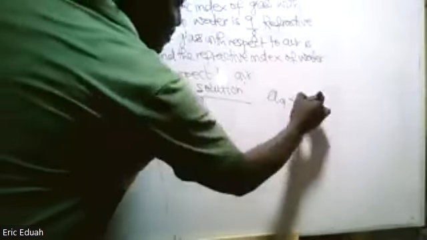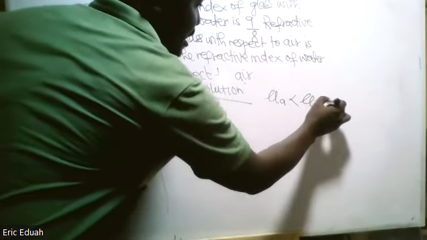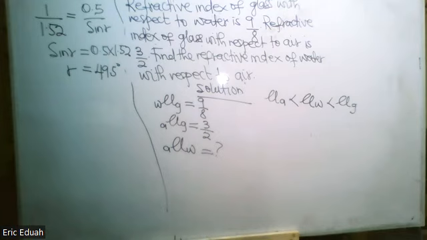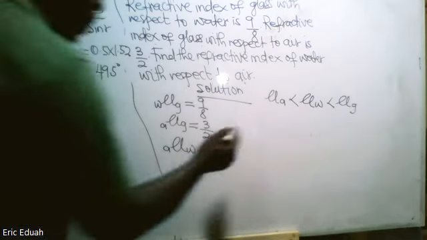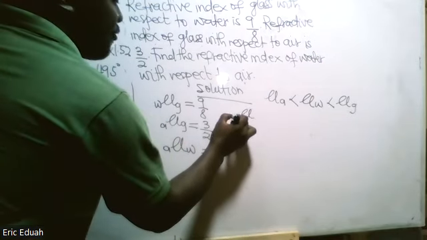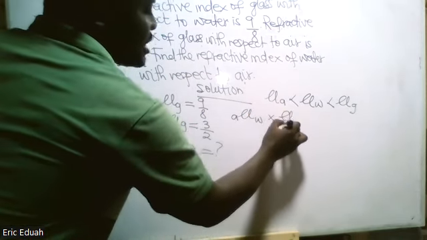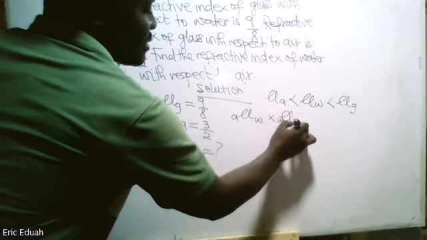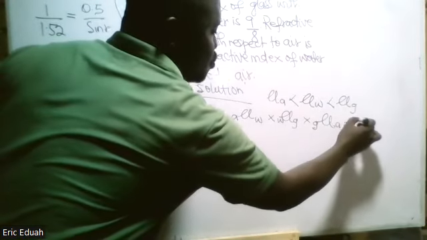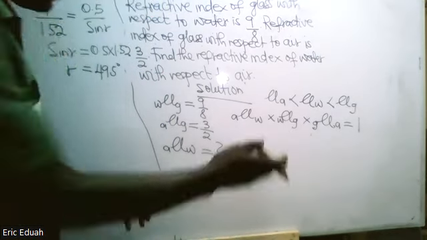Mu of air, we have water and glass. Water, or the other way around. Okay, so if you have this, then you can say that the refractive index from air to water times the refractive index from water to glass times the refractive index from glass to air must be equal to 1. And this is the relation we derived.